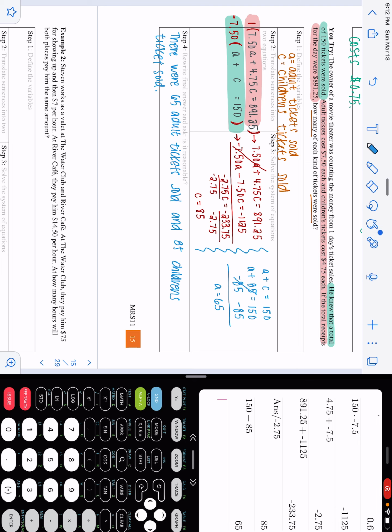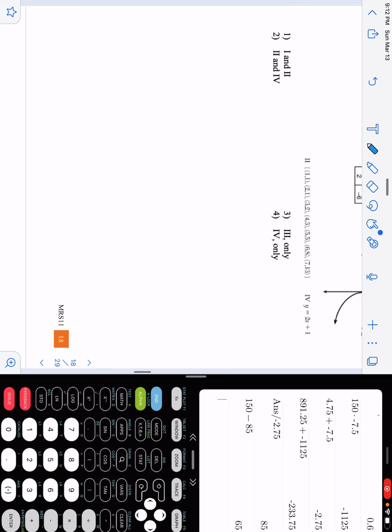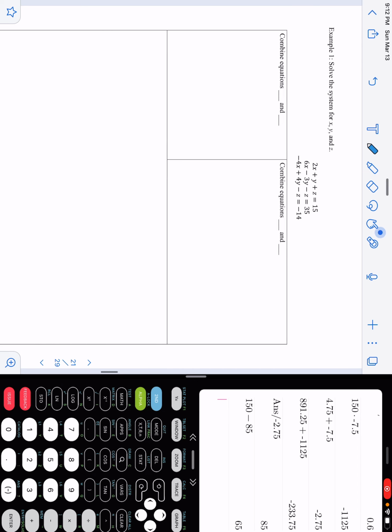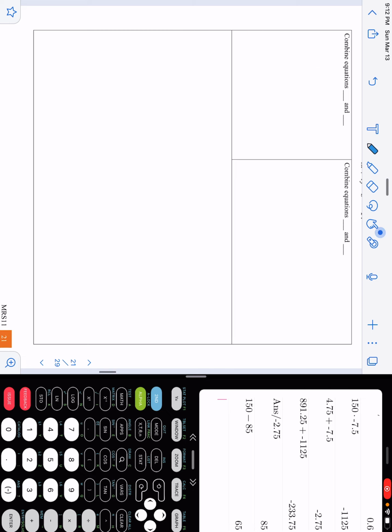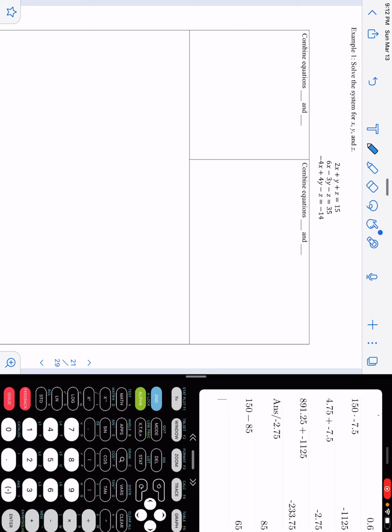All right, there are more word problems for you guys to practice, but we're going to go ahead and move to our systems of equations, okay? So join me on page 21. We're going to look at this example together.